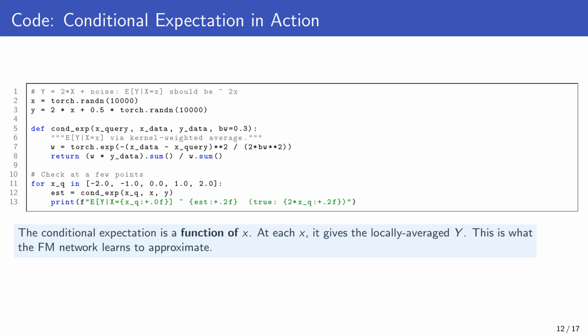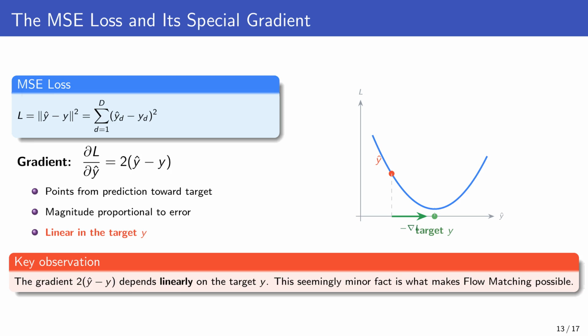The network is a parametric approximation to a conditional expectation trained by minimizing MSE, which brings us to the next concept. Now we come to the MSE loss, mean squared error. This is the loss function that flow matching uses, and it has a property that is absolutely critical.